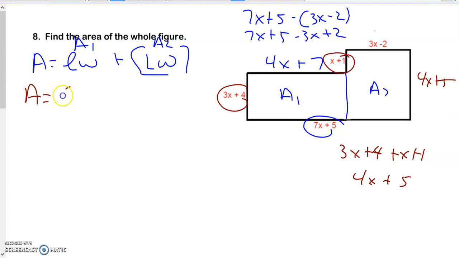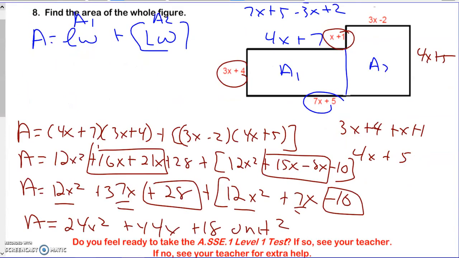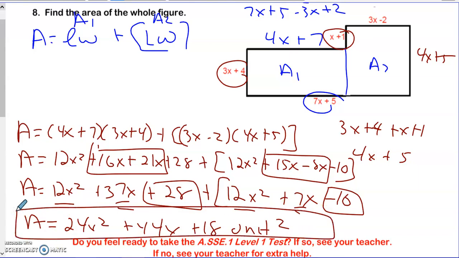Now I am going to put it in here. And I'm going to have you do this problem on your own, and then I would like you to check your work. Pause the video. So I had to rewrite it, and when I rewrote it, I did the first one. I did 4x plus 7 plus 3x plus 4, and then I did FOIL, and then I did the small one, 3x minus 2 and 4x plus 5, then combine like terms, and my final answer is 24x squared plus 44x plus 18 units squared.